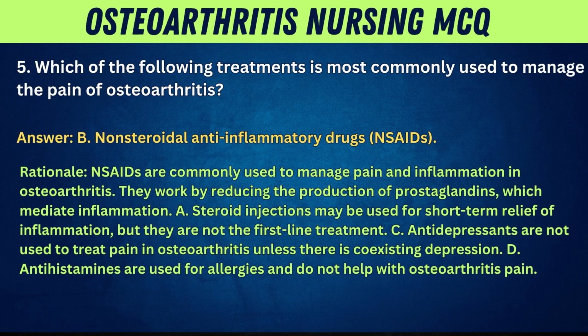A. Steroid injections may be used for short-term relief of inflammation, but they are not the first-line treatment. C. Antidepressants are not used to treat pain in osteoarthritis unless there is coexisting depression. D. Antihistamines are used for allergies and do not help with osteoarthritis pain.